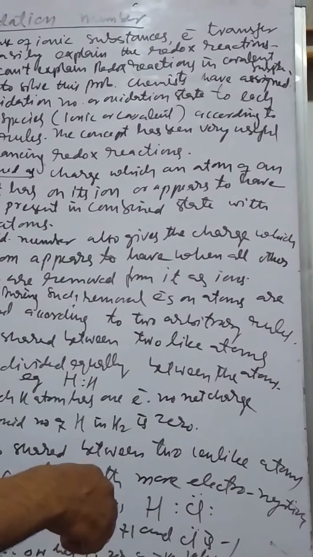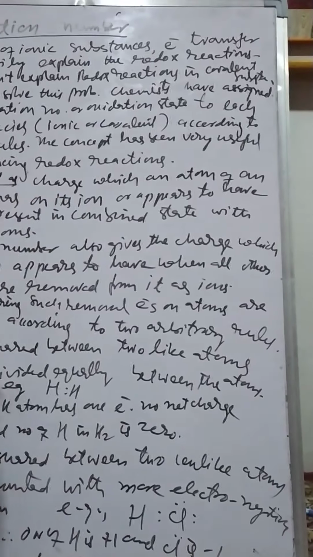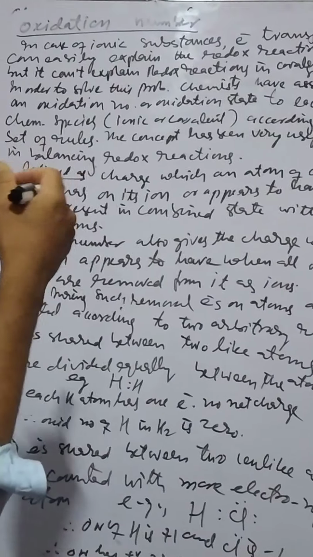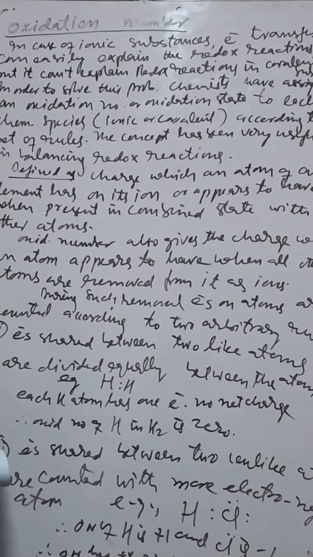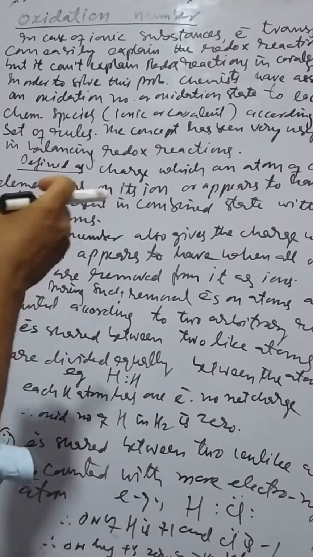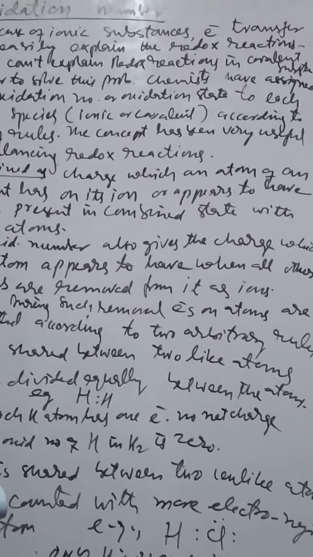We know that in case of ionic substances, what are ionic substances? Where we have a cation and an anion. The cation loses electrons and the anion picks up those electrons, and the two have opposite charges and they are held together by electrostatic force, and that force we call the ionic bond.